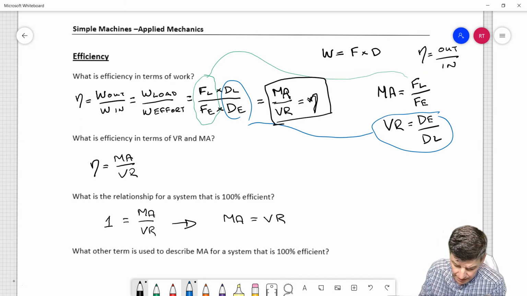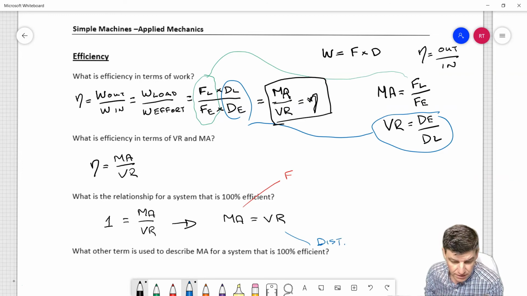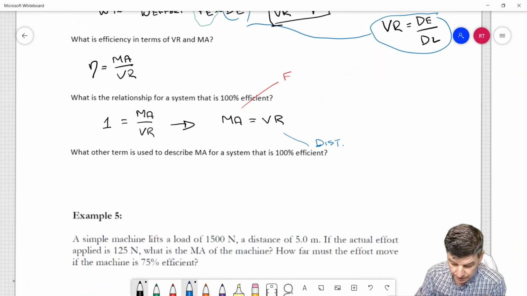We can think about that where, again, we had MA that was based on the forces, and we had VR which was based on the distances. Well, the distances are never going to change. The geometry of your machine is never going to change. So VR is always set. However, if a system is inefficient, so it has friction or other losses, it's going to mean that we're going to have a larger force required, or in other words, we're going to have a smaller MA.